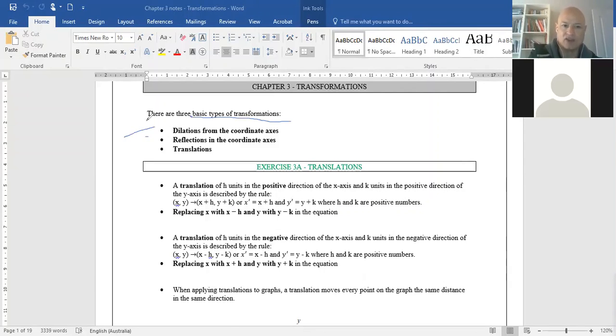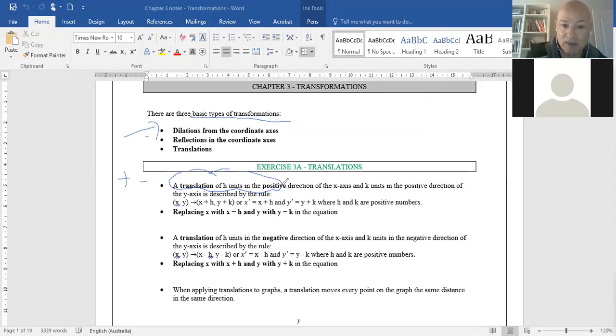Dilations from each of the coordinate axes, the x and the y. Reflections in each of the coordinate axes, x and y. And translations again in each of the axes, x and y. The easiest way that I remember it, if they're talking about a translation, so plus or minus, so up or down, left or right, we put it on the actual axis itself.